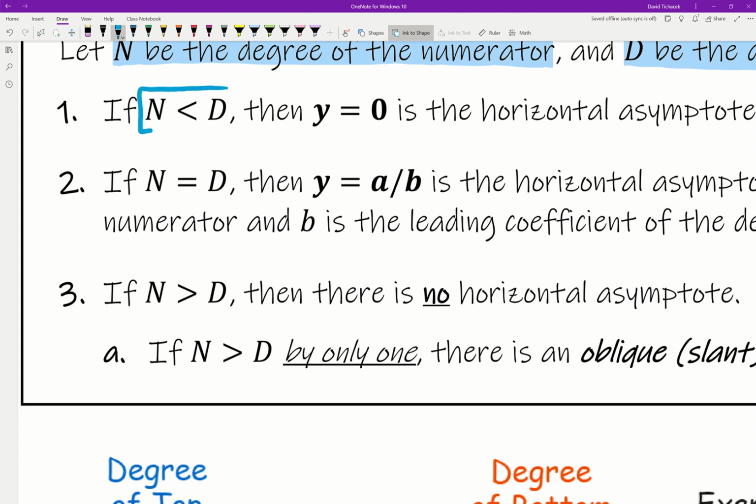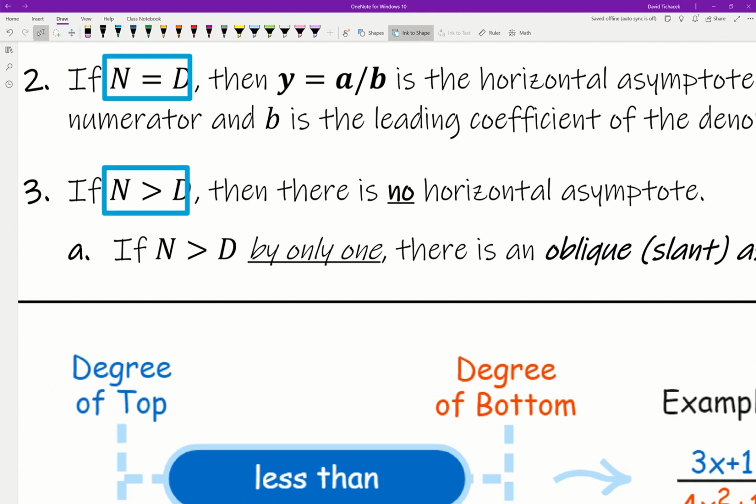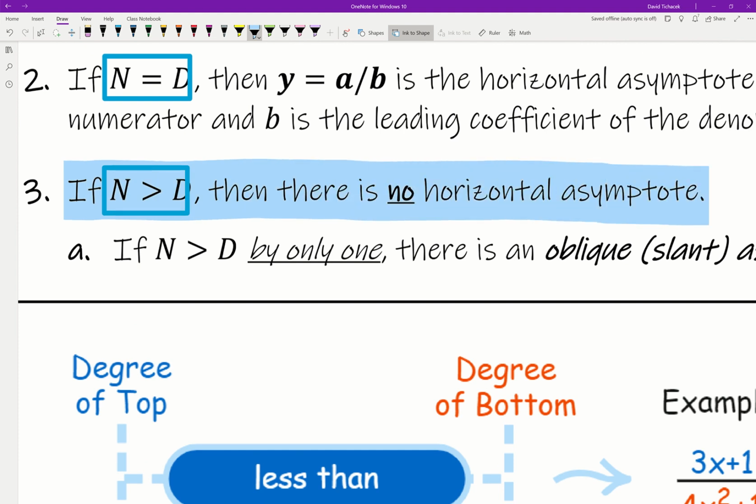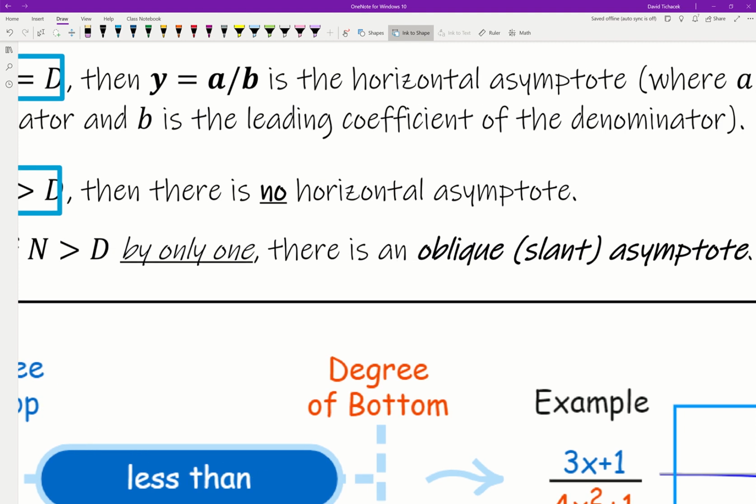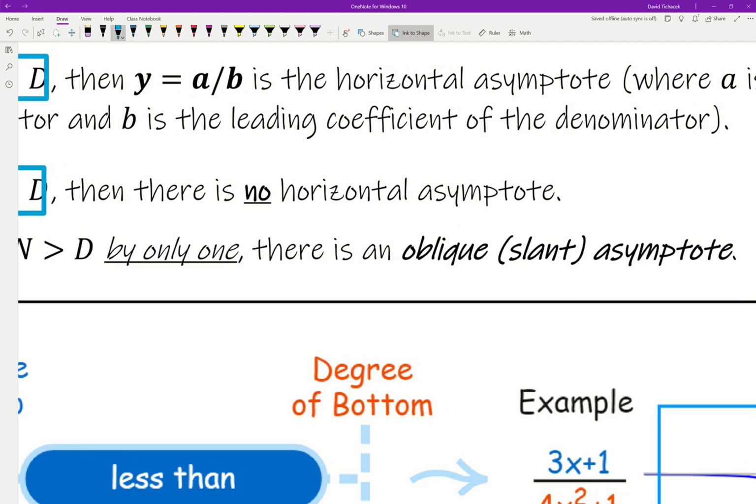What if the top degree is smaller than the bottom degree? What if the top degree is larger than the bottom? And what if they are just the exact same degree in the top and the bottom, okay? This down here is the easiest case, the case where the degree on the top is more than the degree on bottom, because in that case you don't have any horizontal asymptote to speak of at all, okay? And so I call this being top heavy because the degree in the top is more than the degree on bottom. And so maybe just make the note here, we call this situation top heavy.